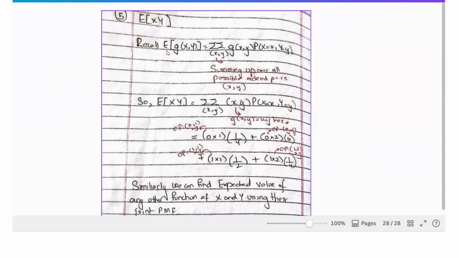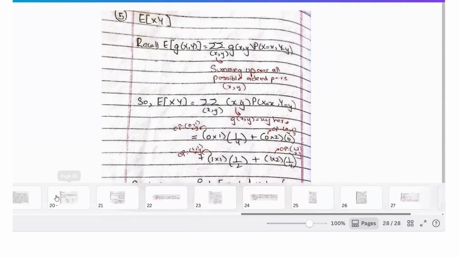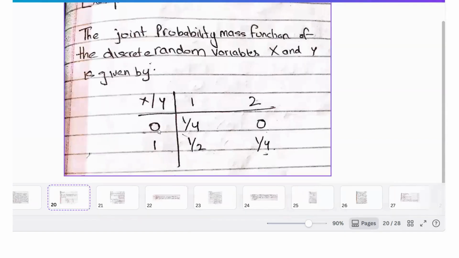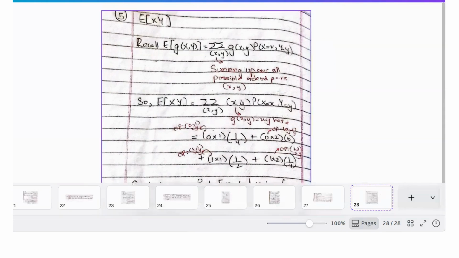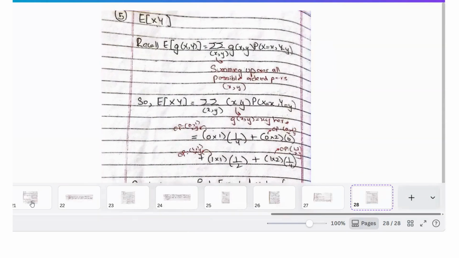Here again, recall to find expected value g(x,y), we just sum up over all possible ordered pairs g(x,y) times the probability x is x and y is y. And in this case, g(x,y) is just xy, right? So we're summing up over all possible ordered pairs xy times the probability x is x, y is y. So if we go back to what all possible ordered pairs are, the first ordered pair is x is 0, y is 1, and the probability for this is 1 by 4. So the x value 0 times the y value 1 times the probability 1 by 4.